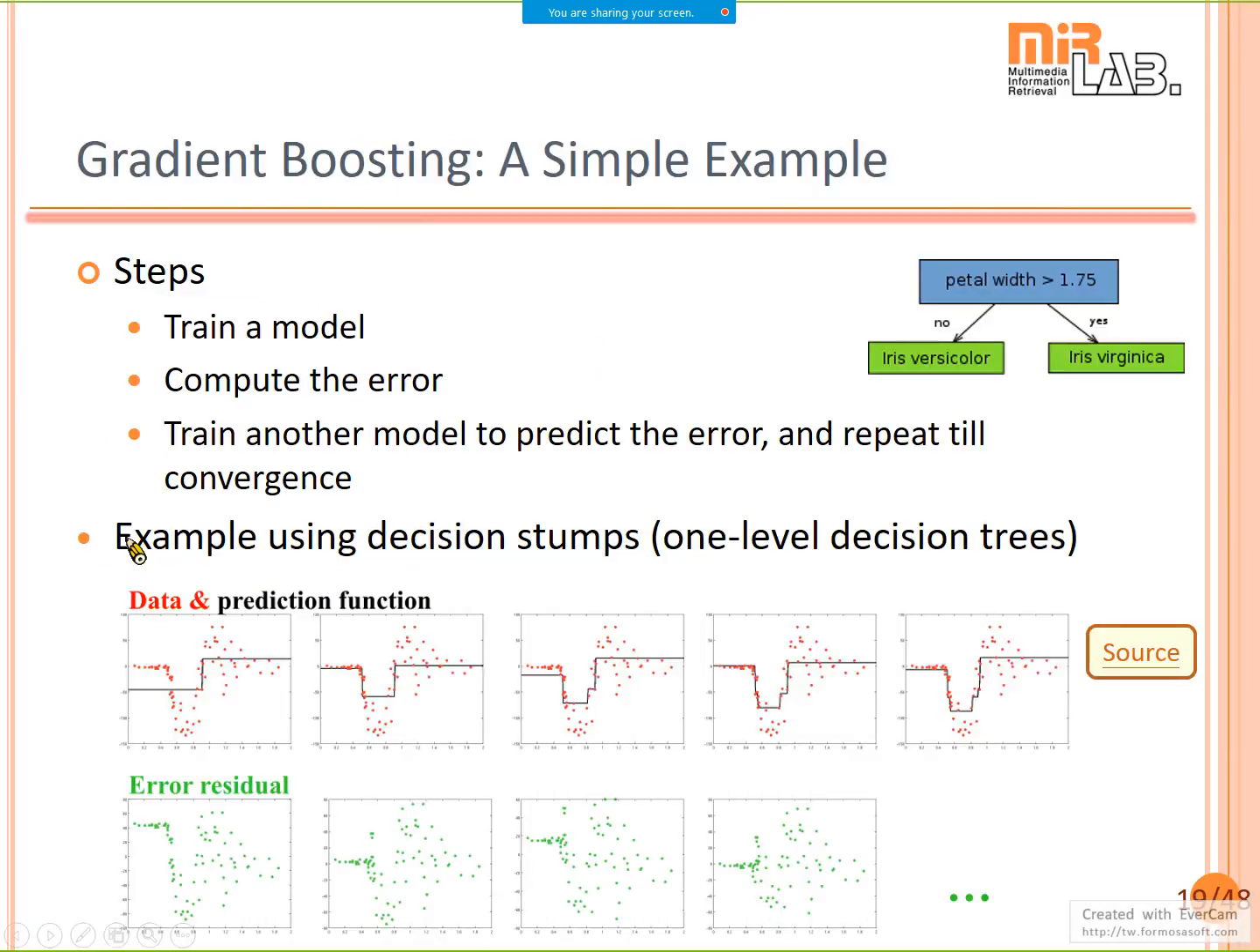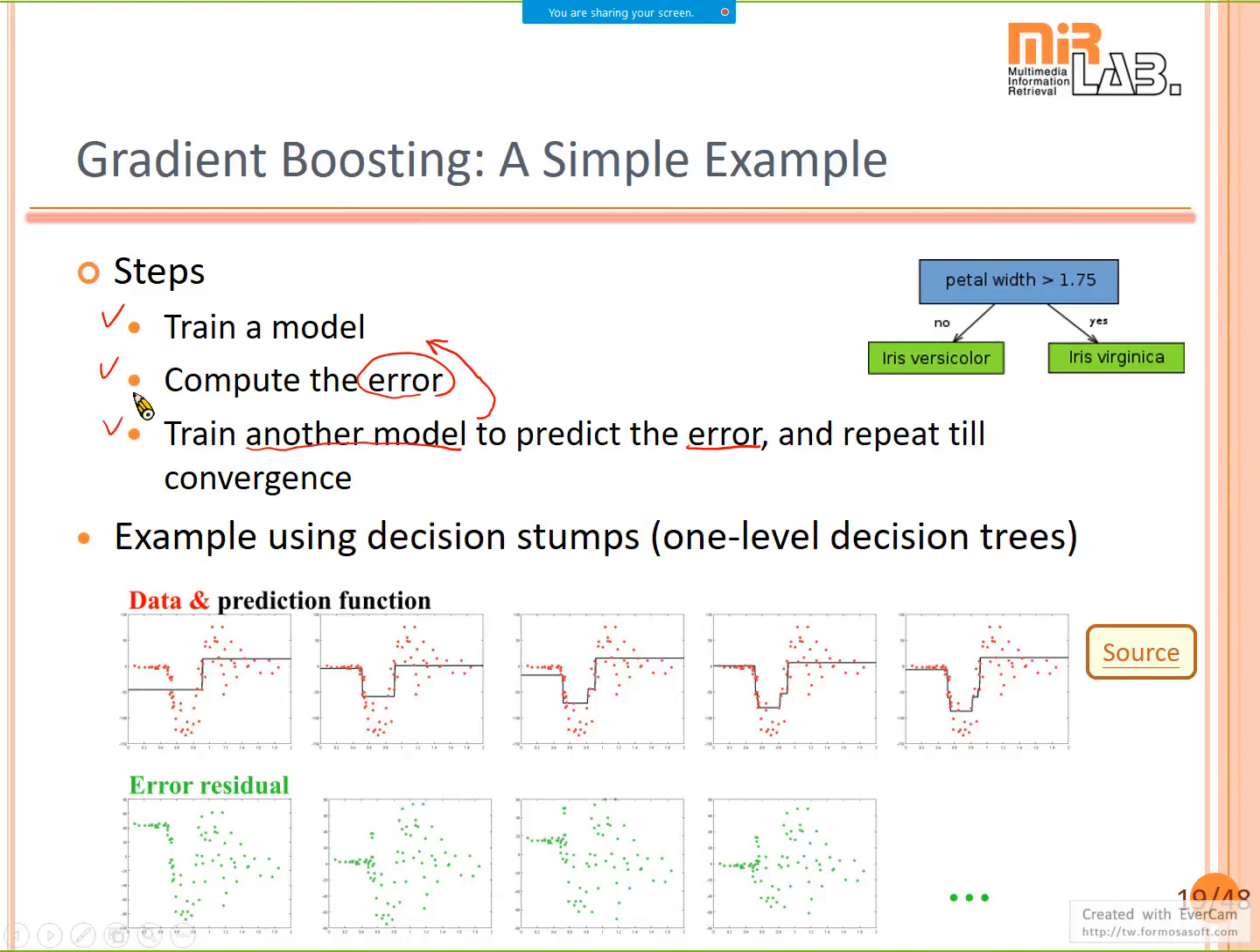Here I'm going to give you a simple example. The steps in boosting: first, you train a model and compute the error. Then you train another model based on this error; you want to predict the error. Once you have finished training, you add this model to the original model. So you are going to have a collection of models, and the number of models is getting bigger and bigger, and hopefully the error is getting smaller and smaller. So this is the basic step.